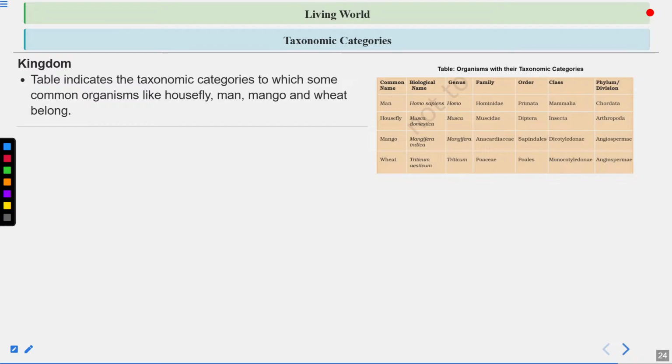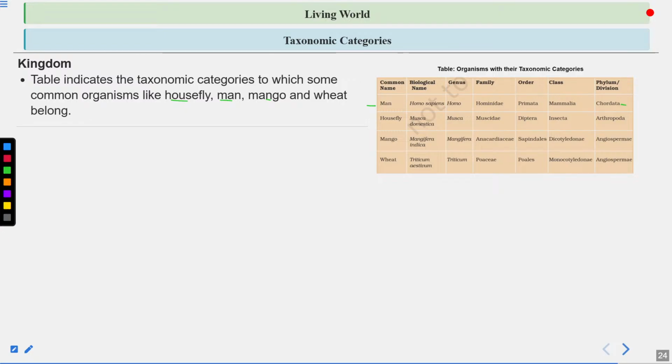So this is a table. This indicates the taxonomic categories to which some common organisms like housefly, man, mango, and wheat belong. You can see in this table, the common names are given: man, housefly, mango, and wheat. So let's start with man. The scientific name of man is Homo sapiens, genus is Homo, family is Hominidae, order is Primata, class is Mammalia. Here the phylum will be Chordata.